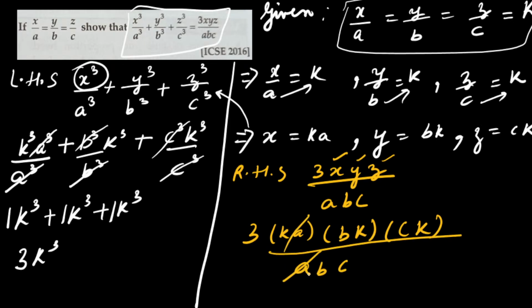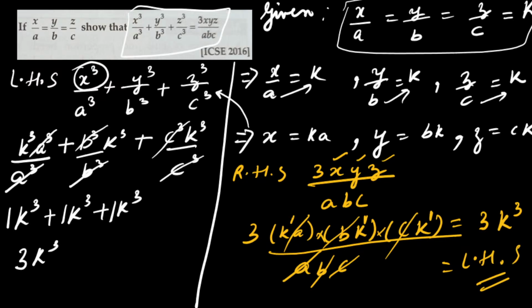Now here A and A will get cancelled, B and B will get cancelled, C and C will get cancelled. So what I am left with again is 3 into K into K into K. K into K into K is K cubed. This is K to the power 1, this is K to the power 1, this is K to the power 1. When bases are the same and they are getting multiplied, we have to add the powers. So this equals the answer of the left hand side also. So here we have proved right hand side is equal to left hand side. Yes, so 3k cube.